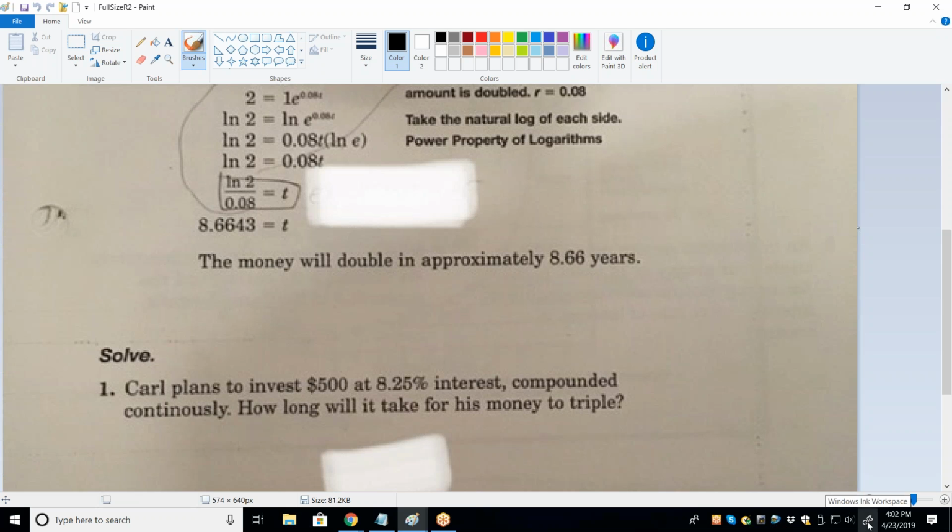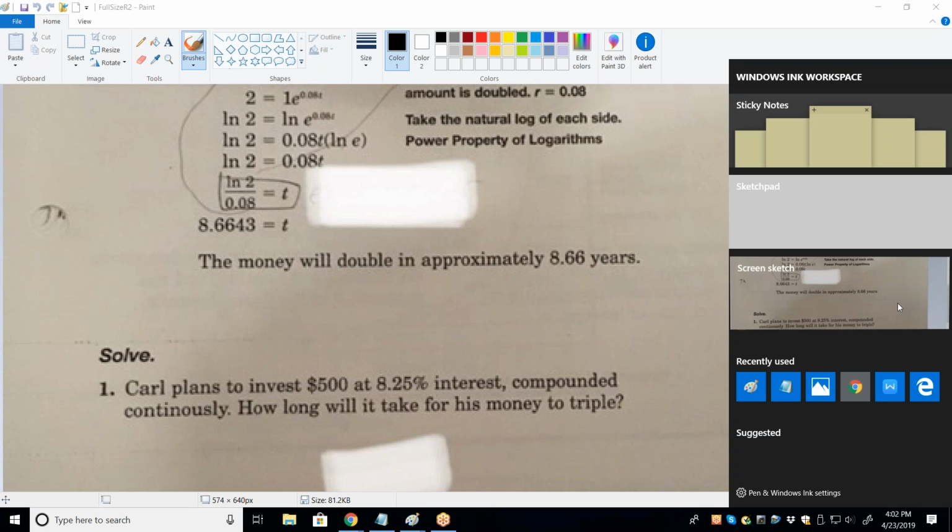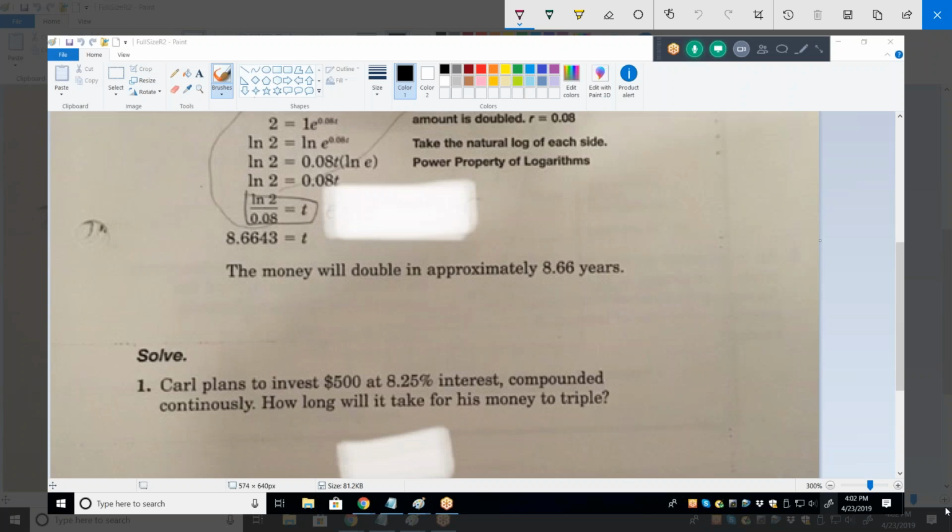Okay. So if we start with A equals P e to the RT, where both the R and the T are in the exponent, P is your starting amount. R is 0.0825 for this problem. And here's what we're looking to do, we're looking to triple, right? So the amount we want it to go to is 1,500.